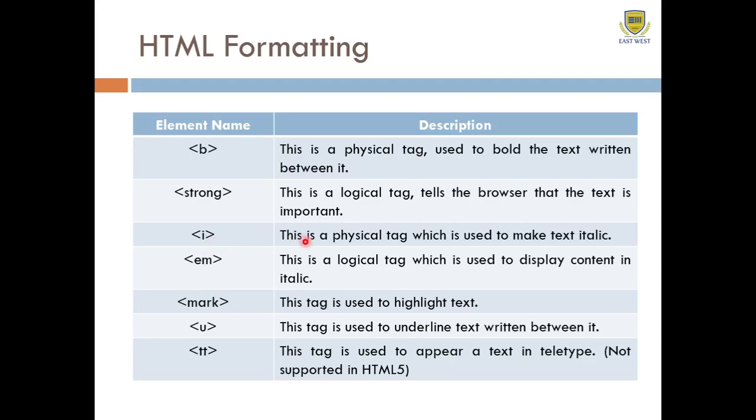Next one is I. This is a physical tag which is used to make text italic. Next one is EM. This is a logical tag which is used to display the content in italic. Then mark. This tag is used to highlight the text. We usually have a habit of highlighting important text when reading our textbooks or notes. In the same way, while displaying important content on a web page, I can use the mark tag to highlight certain text which is more important.